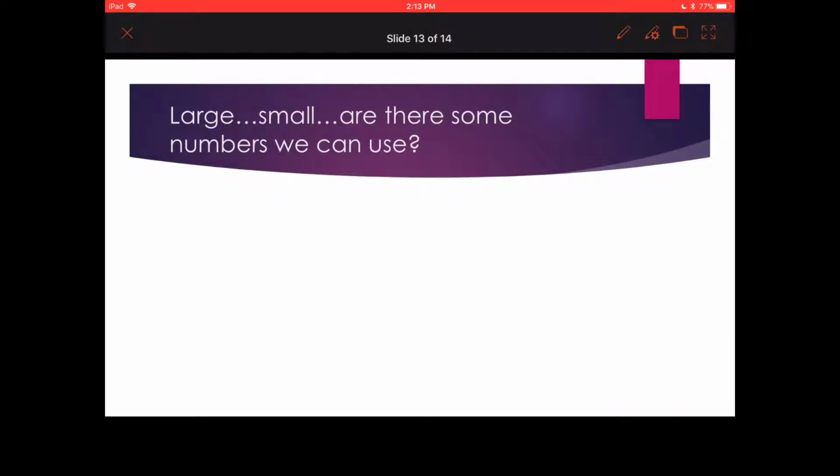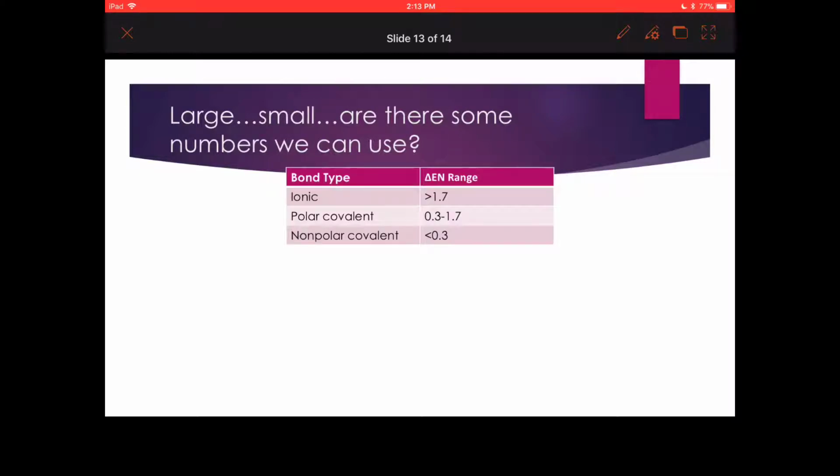I'm using kind of vague terms, right? Large, small, all that. There are actually some numbers that we use. Here we see the bond type, and delta means difference, EN referring to electronegativity, and the ranges for those bond types, so the difference of electronegativity range. Ionic compounds, like I said, have a large difference of electronegativity, so we're going to see that if the difference is greater than 1.7. Nonpolar covalent, these are going to have a small difference in electronegativity, and we're going to see that when it's less than 0.3, and then polar covalent in the middle there.